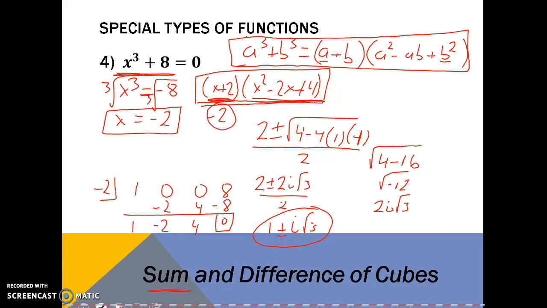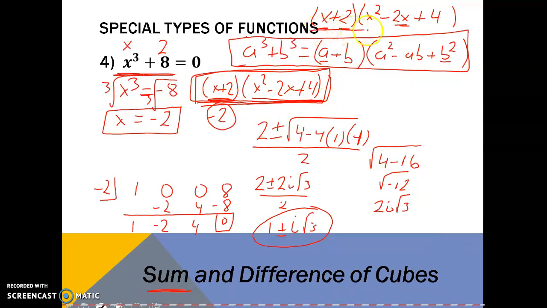For example, if I have x cubed plus 8, I know that the a is just x and the b is 2. So the small factor is going to be x plus 2. Then I'm going to get the big factor. The big factor is going to be x squared because it's this number squared. The last term is going to be 2 squared, which is 4. And the middle term is going to be negative x times 2, which is 2x. And you can see this right here is the same thing as this right here. I was just able to get to that point much quicker by using this formula than using synthetic division.